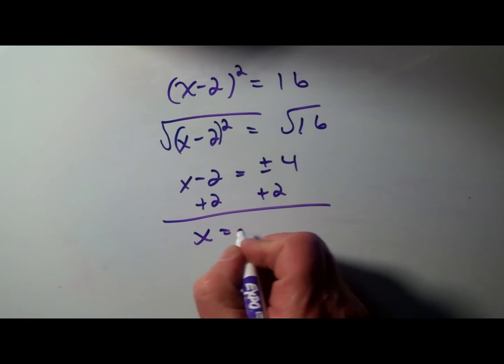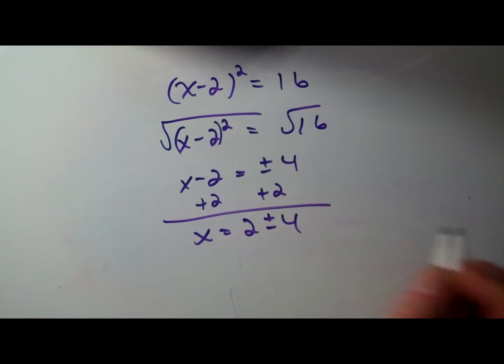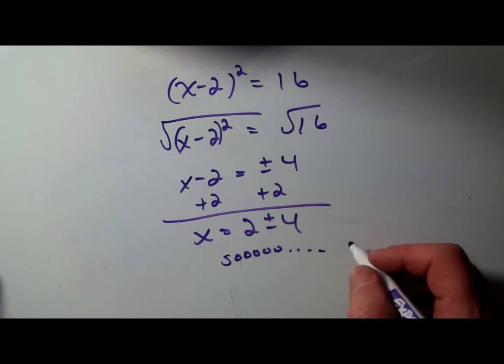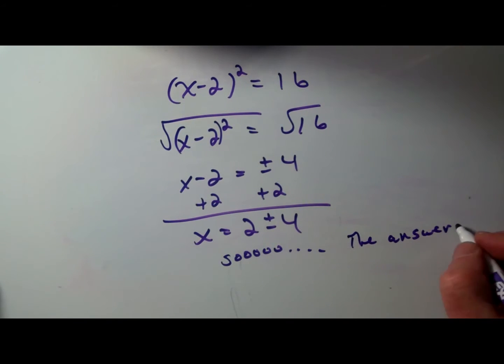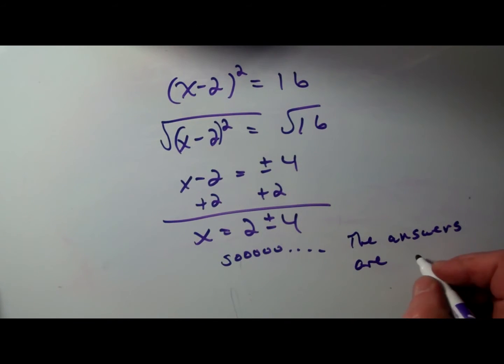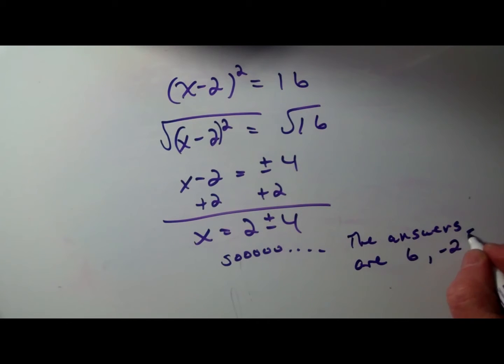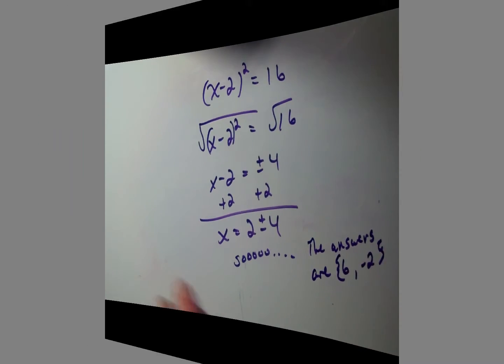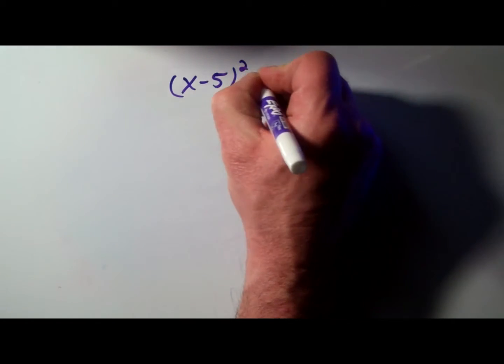Now add 2 to both sides, and you end up with x equals 2 plus or minus 4. So you get two answers, 2 plus 4, which would be 6, and 2 minus 4, which will be negative 2. And those are the two answers you get. Okay? Be very careful on that step.